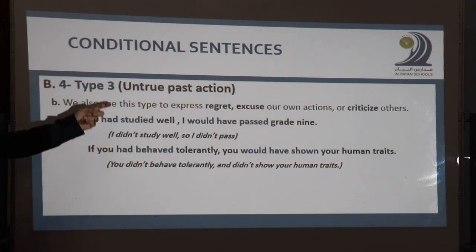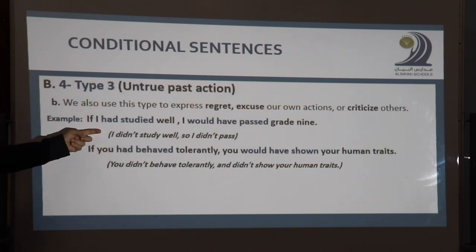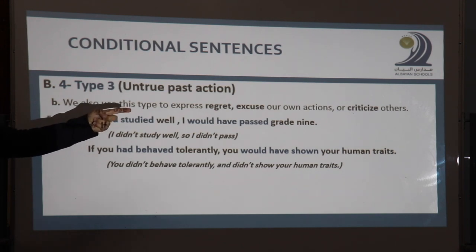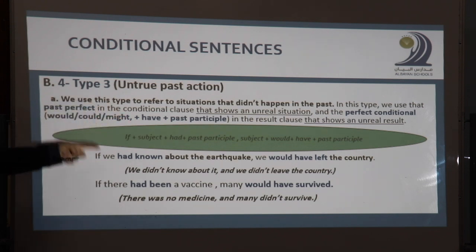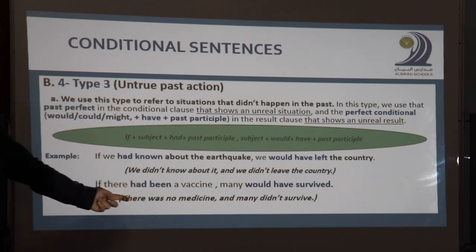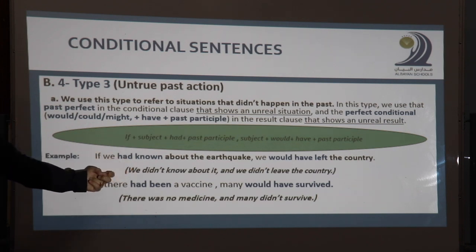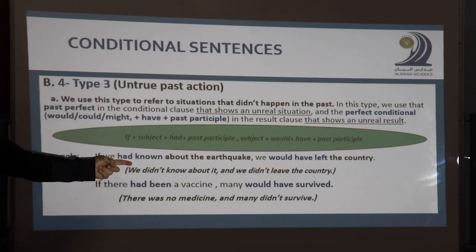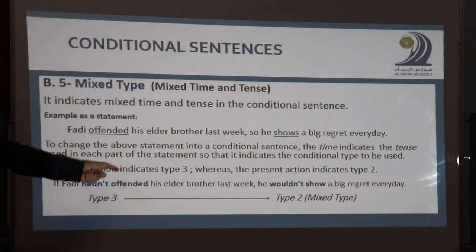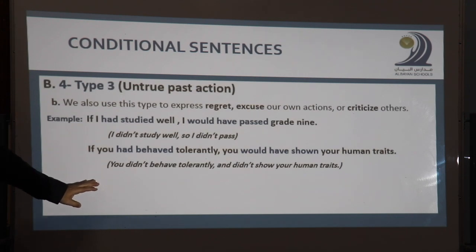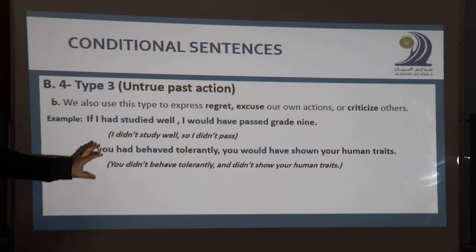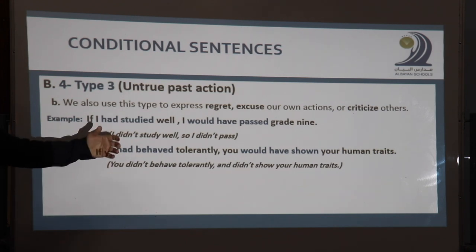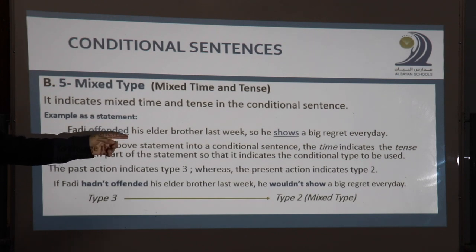Look at unreal past, untrue past action. We agreed to use what? The past perfect. That's it. The past perfect. If there had been; if we had known. With if, for an untrue past action, we use the past perfect. We didn't mention something about this; let me go back to it later on, concerning the untrue past action to express regret.